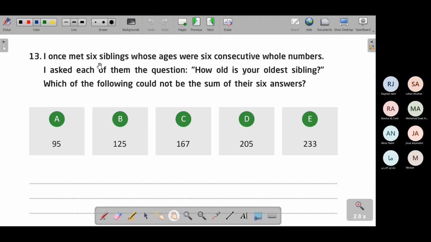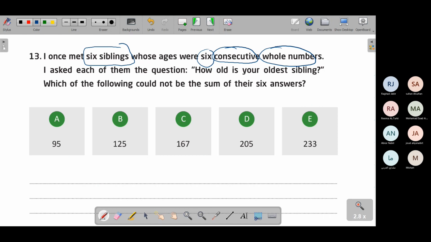I once met how many? Mishari, 6. Okay. So I have 6 siblings. Their ages are what? 6 consecutive whole numbers. Give me an example for 2 consecutive numbers. 1 and 2, because they are next to each other. Excellent.